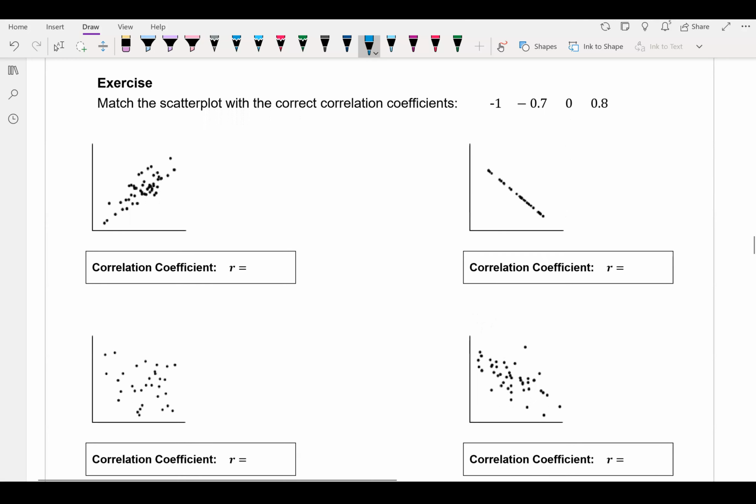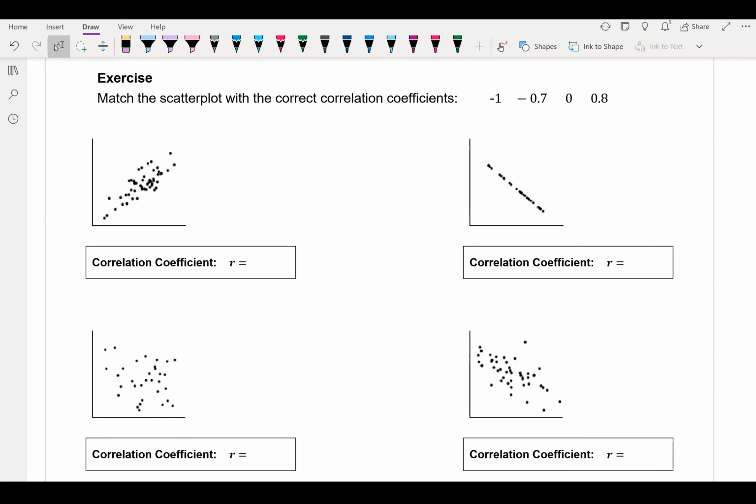Let's do a few quick examples. So I recommend you pause the video and try this exercise for yourself. It says match the scatter plot with the correct correlation coefficients, and these are our 4 coefficients. So pause the video, see if you can try it. See if you can figure them out. Okay, I'm going to do the first one. Now to me, I can definitely see that it's positive. There's no question in my mind that it's positive. But it's not perfect. It's just okay. So I would say it's positive, and I would even probably call it strong. So which one of these are positive and strong? Well, the first two are negative. 0 means none, so it's got to be 0.8.